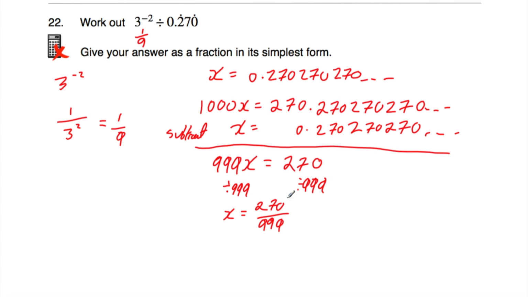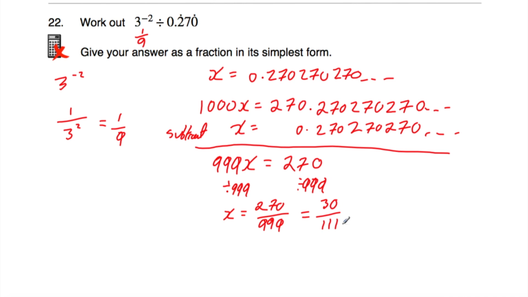And that cancels down actually. We can see both of these numbers are divisible by 9 because 2 plus 7 plus 0 is 9, that's a multiple of 9, and 9 plus 9 plus 9 is 27, that's a multiple of 9. That means both of these numbers are divisible by 9. So let's divide both by 9 and see what we get. 270 divided by 9: well, 27 divided by 9 is 3, so that'll be 30. And on the denominator, 999 divided by 9 is 111.